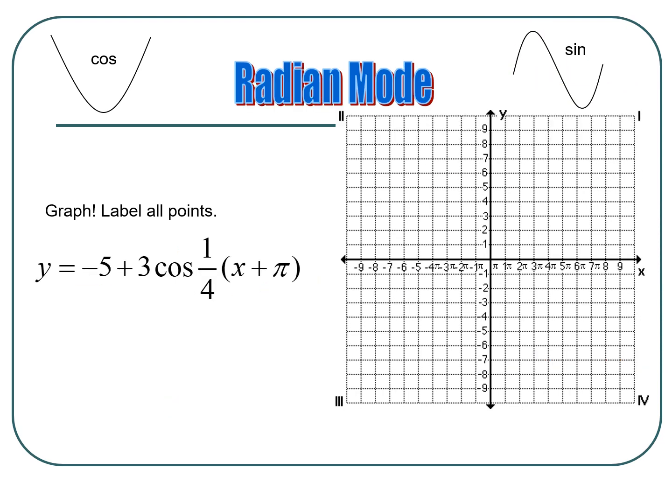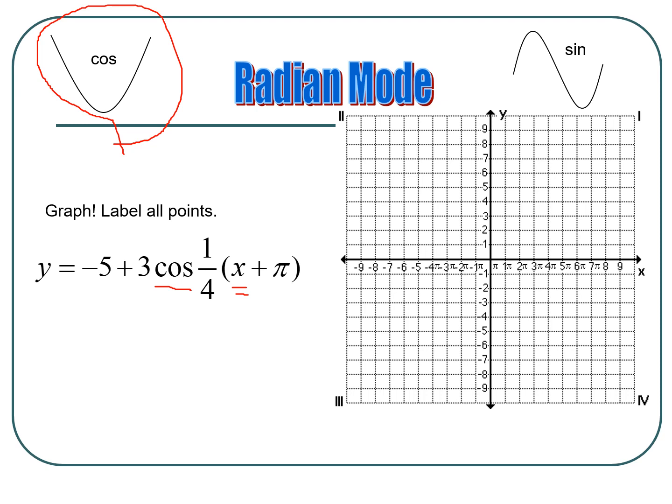Okay, let's try another one, but this one, notice, is in radians mode. We know it's in radians because the top says radians, but also the x is being used. So now we have to think about radians. Also, we have to think about cosine and what a cosine graph looks like. Cosine graphs look like this, like a parabola. Okay, so just try to think that's what we're going to draw.